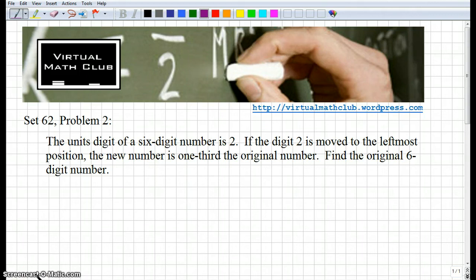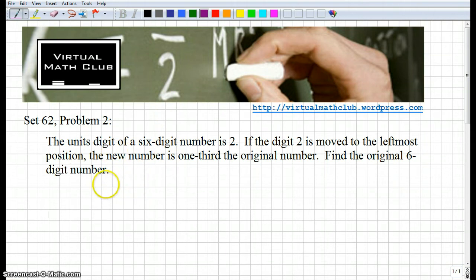The units digit of a 6-digit number is 2. If the digit 2 is moved to the leftmost position, the new number is 1/3 of the original number. Find the original 6-digit number. Alright, so we've got some 6-digit number, and the units digit is 2.